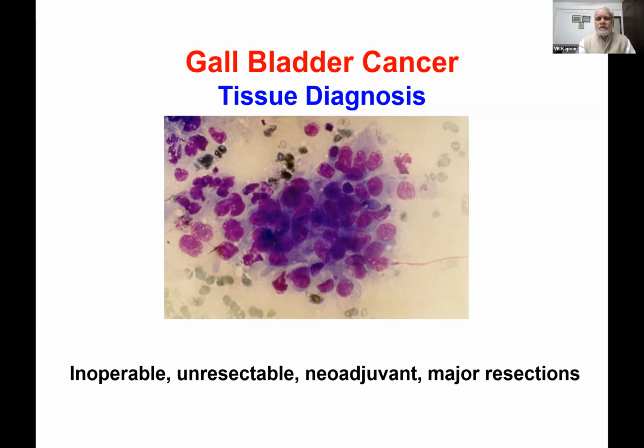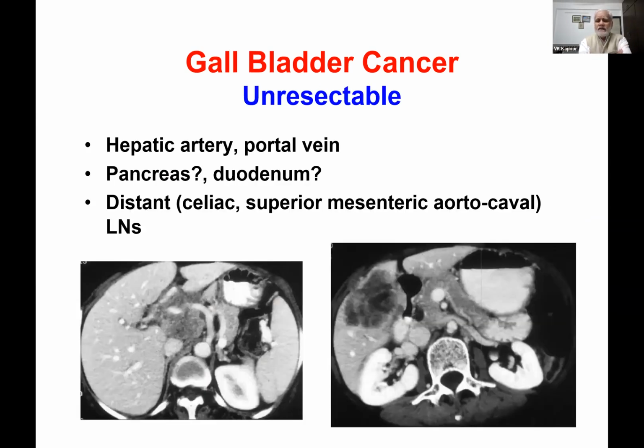Because we all know that an entity called xanthogranulomatous cholecystitis can exactly look like gallbladder cancer in terms of mass lesion and even infiltration. So some surgeons would insist on a tissue diagnosis only if a major resection is anticipated, but not as a routine. Now, what is unresectable? I am talking of unresectable because the majority of the cases will be unresectable.